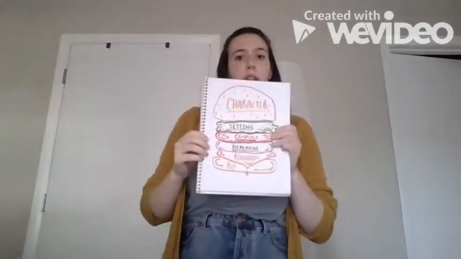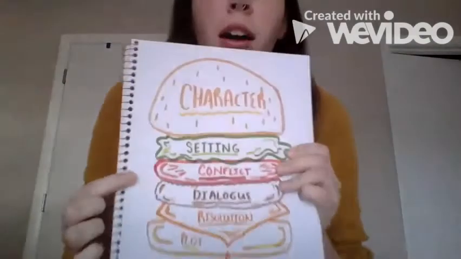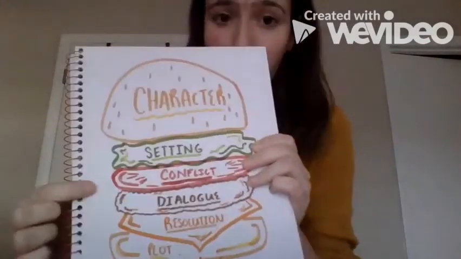So, by now we should have 3 characters and a setting, which brings us to the next ingredient in our burger, conflict. Now, I drew it as a tomato.